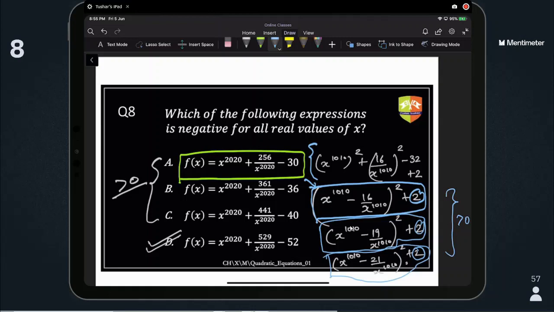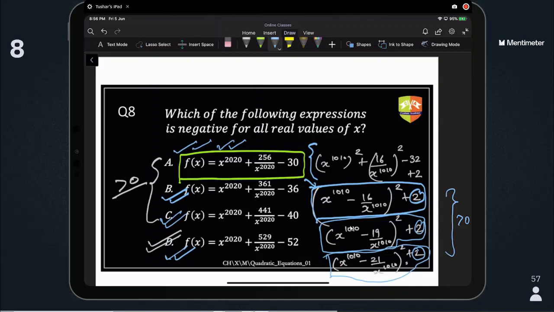Now can you tell me what is the minimum value of f(x)? Minimum. Don't use formula all the time. What is the minimum value? 2. Very good. What is the minimum value of b? 2 again. What is the minimum value of c? Again 2. Very good. And what is the minimum value of minus 6? Got it? When you complete this square, squares are always greater than or equal to 0.